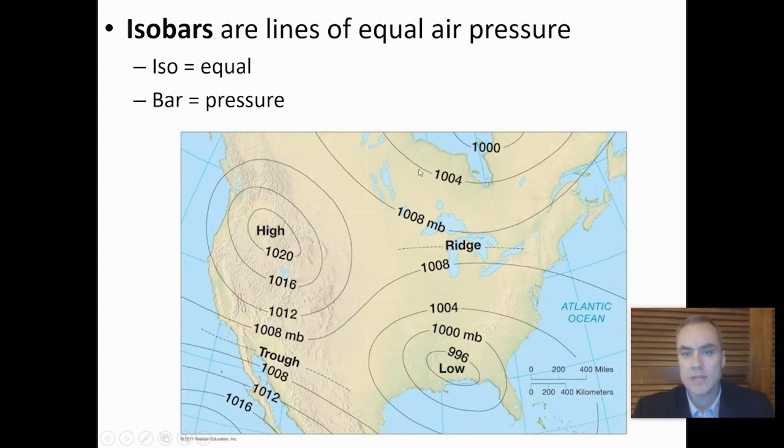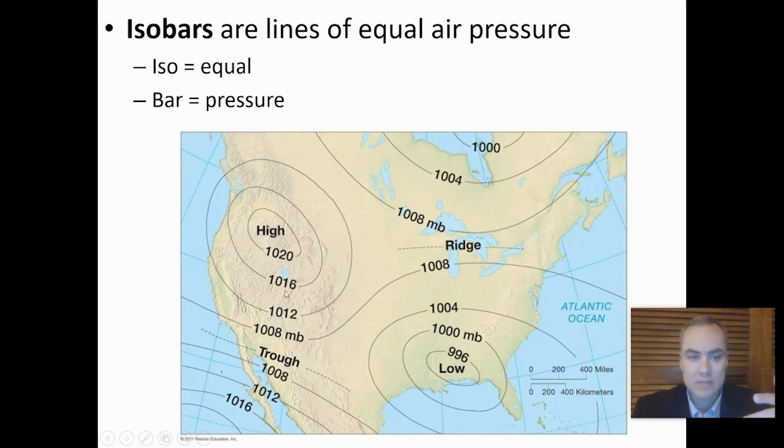Anywhere along this line is 1,004 millibars. And you can see how these pressures are ascending 1,000, 1,004, 1,008, up to a ridge, sort of like an elevation, like the top of a roof or the ridge of a mountain. It's the same thing, except this is the highest line of pressure around, a pressure ridge.